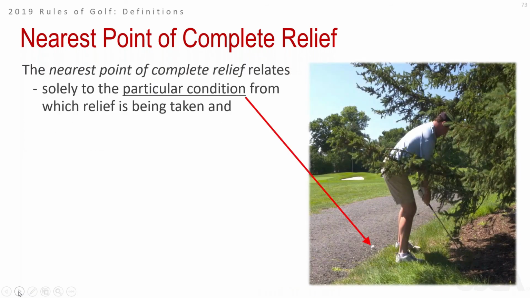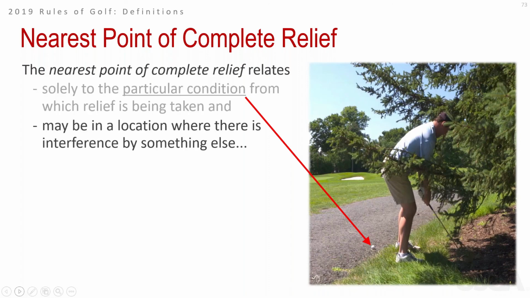Here we have another example, and a phrase you've all probably heard by now is that the nearest point of complete relief doesn't always result in the nicest point of complete relief. As you can see here, the player's ball rests on the right side of the cart path, and he's got a pretty clear look at the hole from there. However, if he were to take his relief, it would put him in that tree. That tree is obviously not an easier shot, so the player may elect to play the ball as it lies. But the nearest point of complete relief relates solely to the particular condition from which the relief is being taken, and may be in a location where there is interference by something else.